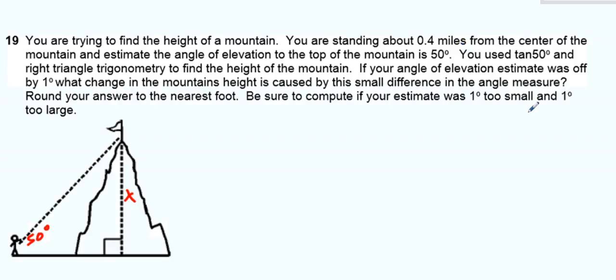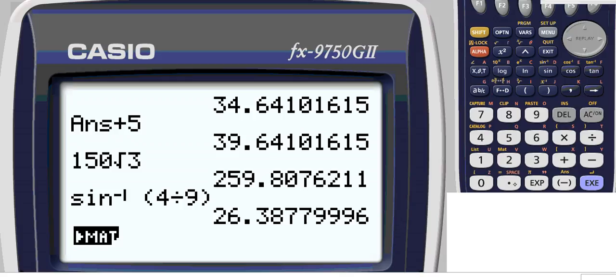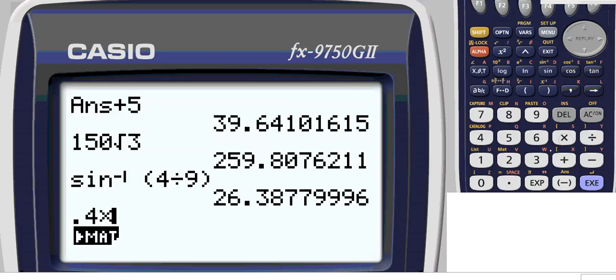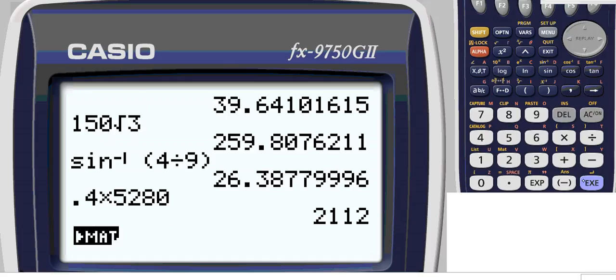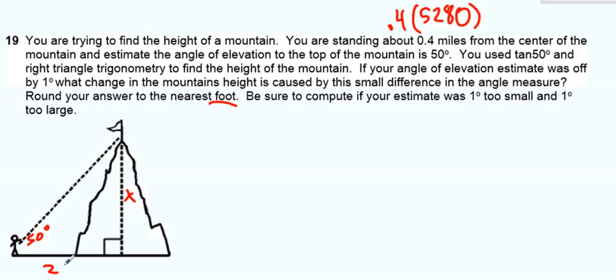So let's convert that to feet, because we want our answer in feet. So 0.4 miles in feet means you do 0.4 times 5,280, because that's how many feet are in a mile. $2,112. So this is 2,112 feet. So you estimate the height of the mountain.